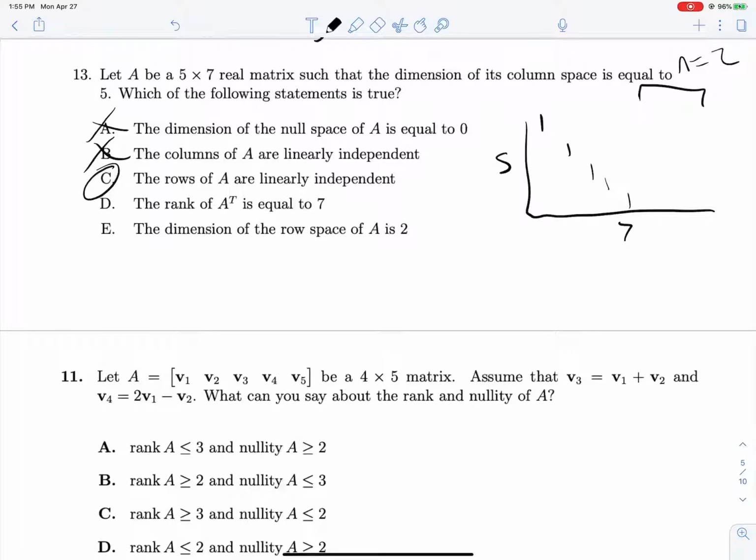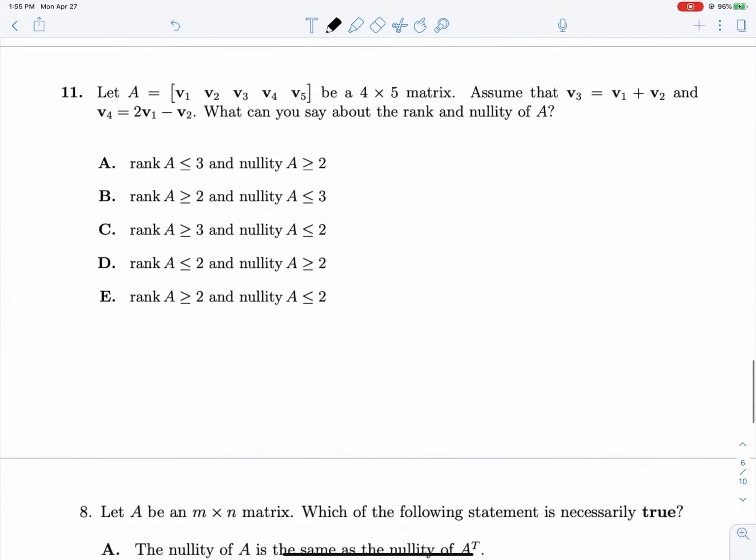And then what about E? The dimension of the row space of A is equal to 2. Well, the dimension of the row space of A is equal to the rank of A transpose, which is just equal to the rank of A, which is 5. So no.